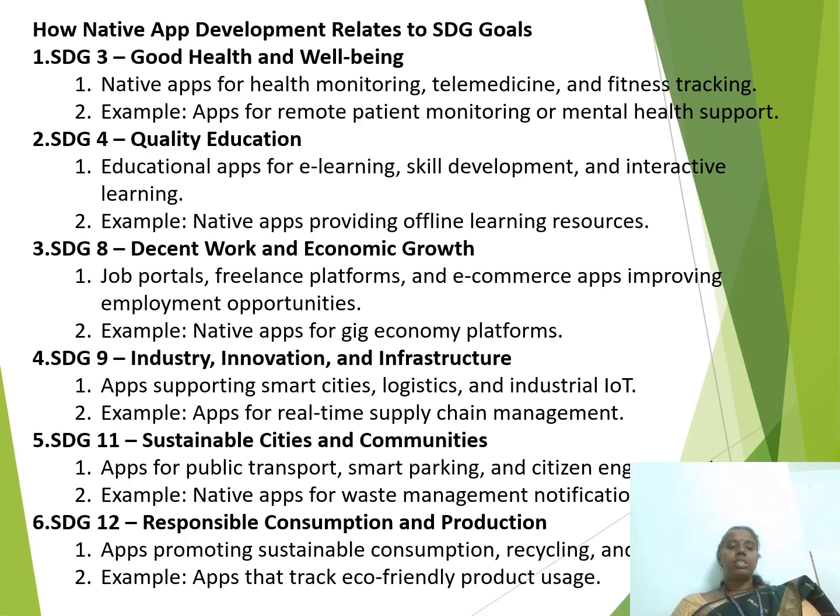And the fourth goal is SDG 9. It is related to industry, innovation and infrastructure. The SDG builds resilient infrastructure and promotes innovation. Native apps help with smart city apps, logistics management apps, industrial IoT applications, supply chain management apps. For example, real-time tracking apps for delivery, warehouse management apps, smart manufacturing control apps. Improves efficiency and encourages innovation that supports digital transformation.